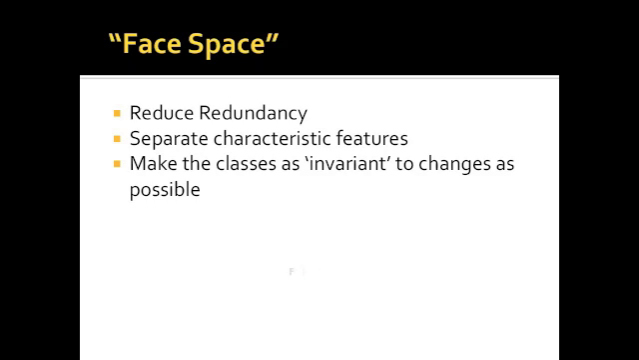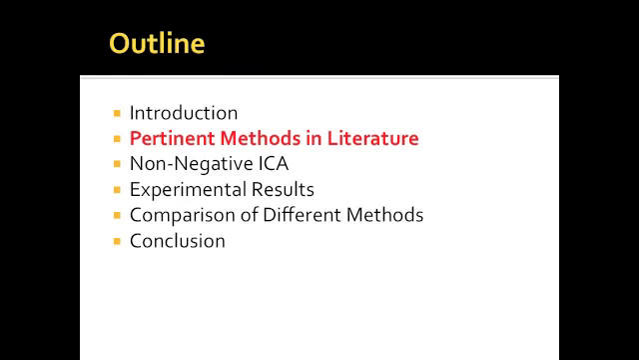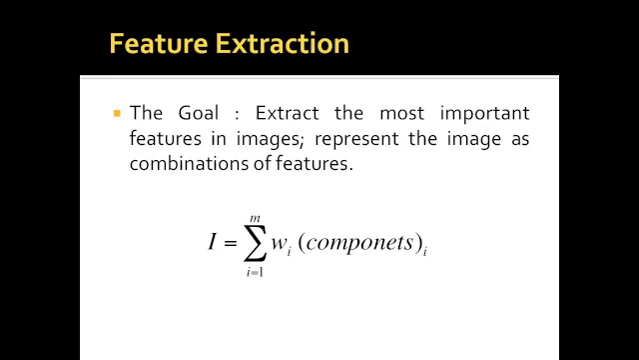But how are we going to do that? The main point here is the challenge called feature extraction. Feature extraction leads us to the pertinent methods in the literature. The goal of feature extraction is to extract the most important features in images and represent the image as combinations of features. The big-dimension image is represented with a smaller dimension of the features times the components. This is the main challenge.